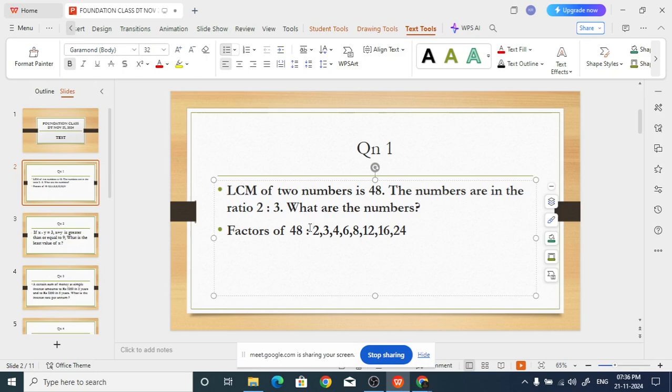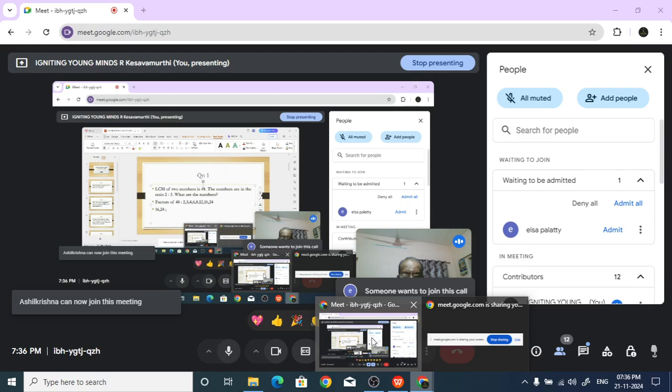Sir, I found the answer, sir. Tell me the answer. The numbers are 16 and 24, sir. 16 and 24. One boy is giving 16 and 24. Is this the only answer? Do you have any more answer?